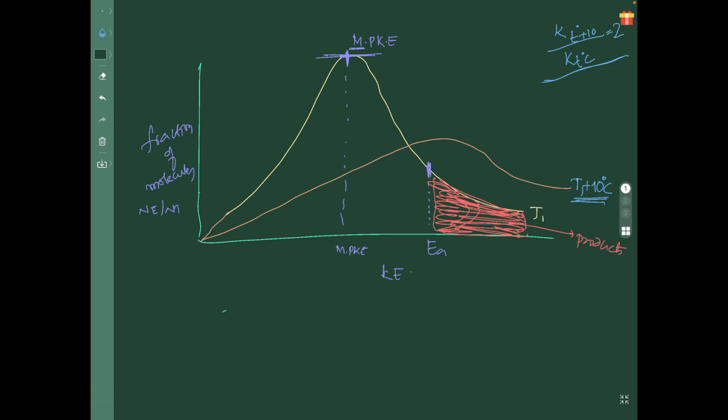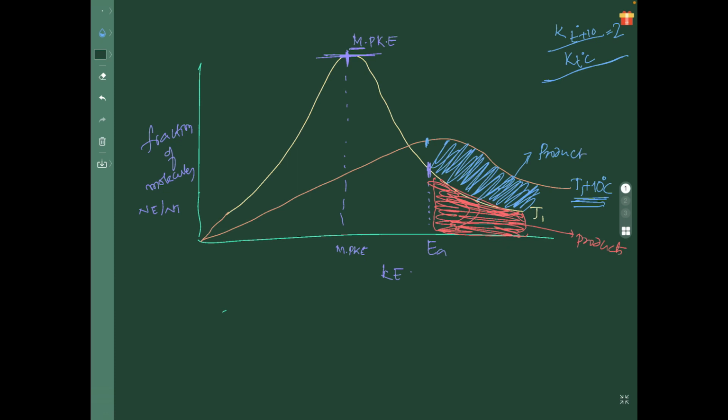Now the ratio of rate constants differing by 10 degrees Celsius is generally equal to 2, sometimes even 3 also. 2, 2.5, 2.6, anything is possible. Now you see the interesting point. After increasing the temperature by 10 degrees Celsius, you see the area under this is the activation energy. Now you see this is the extra area, the extra fraction of molecules which can be converted into products.